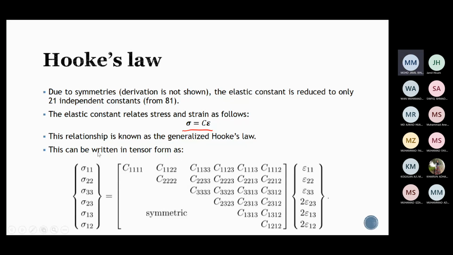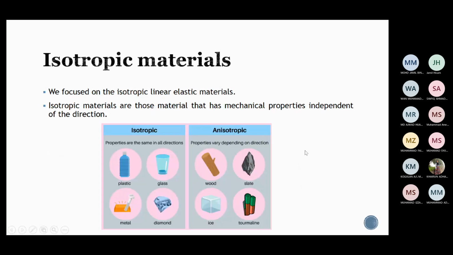And if you write in tensor form, you can write the formula in this form. So the matrix C here is now reduced into a 6x6 matrix. Now we focus our linear elastic material into isotropic linear elastic materials only.